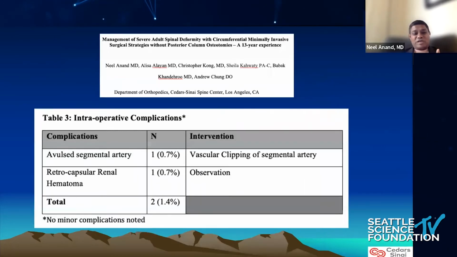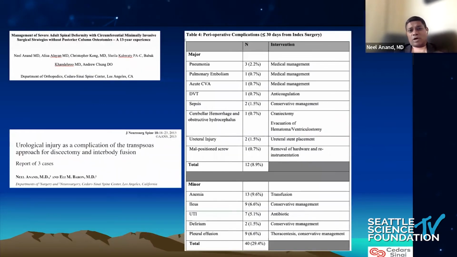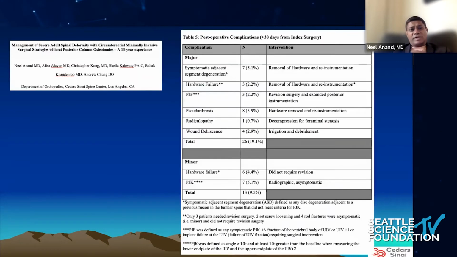These are complications, intra-op segmental artery and retrocapsular hematoma. Luckily got away with clipping that segmental artery. And then neurological injury. We've talked about other complications there. And then severe deformity in terms of all the complications out there. But what I point your attention to is hardware failure, 2.2%. And we're going to talk a little bit about that.